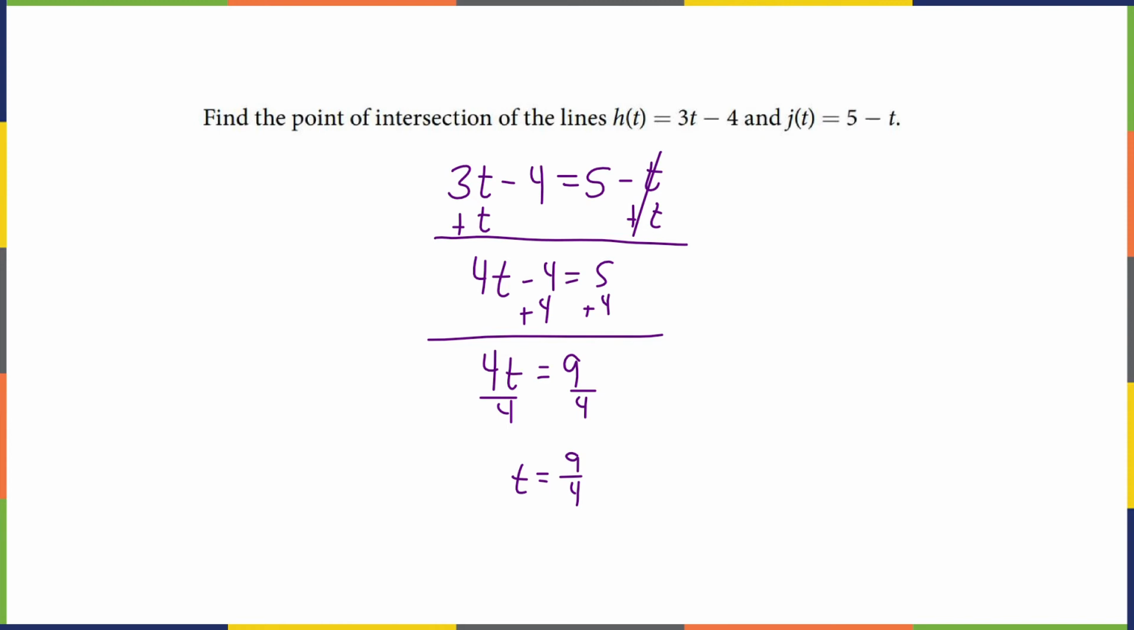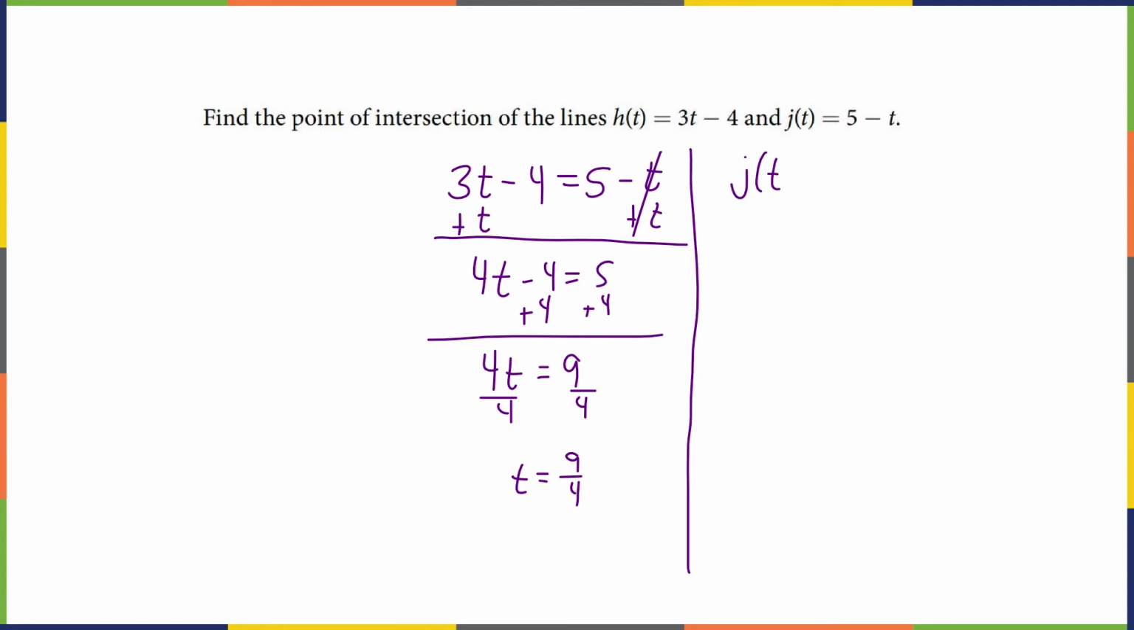Because they're asking for the point of intersection, that means we need to know both the t value and the y value. So now I need to substitute that number into one of my equations. Which one you plug into is up to you because you will get the same answer both times. I'm going to substitute it into my j of t because I find that's an easier equation. It doesn't require any multiplication.